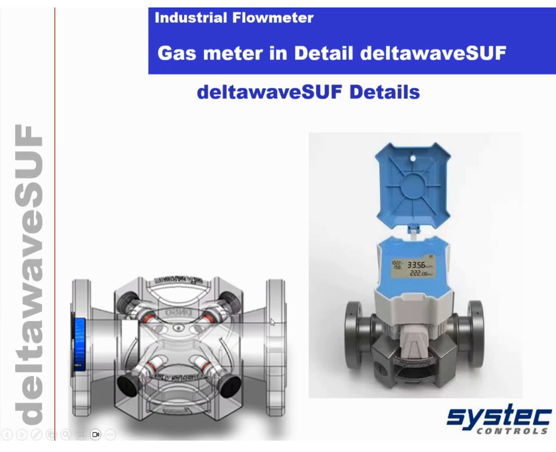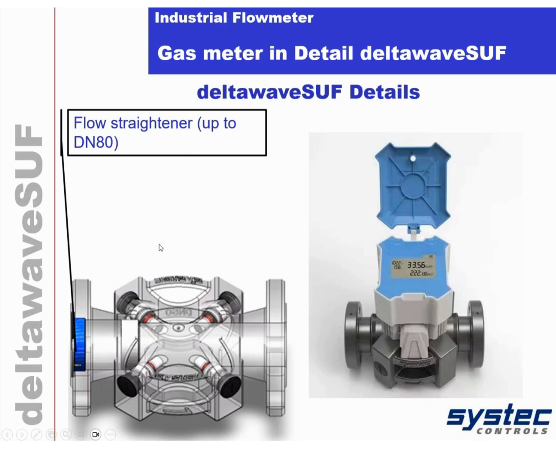Okay, let's go to the SUF, which is the Deltawave SUF, our wetted ultrasonic flow meter, which is a very interesting device. But it's wetted, which means you have to cut the pipe and get the flow meter into the pipe with 2 flanges.